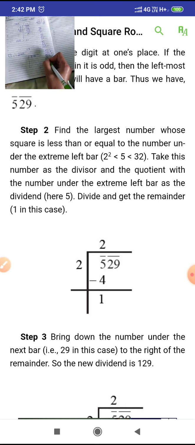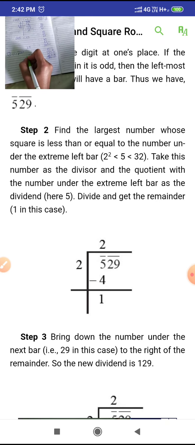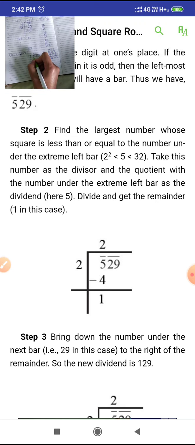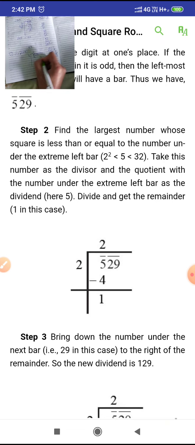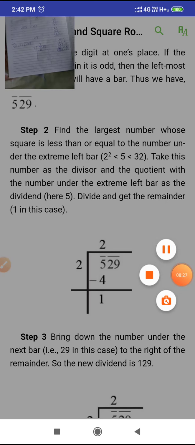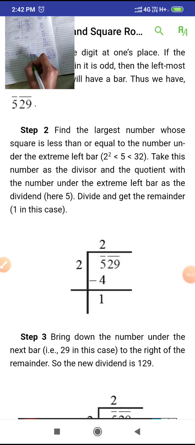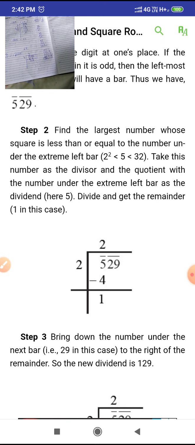So we cannot take this number here, so we are going to take 4 in the divisor and also in the quotient, and we have 4 4s are 16 here. And after subtraction we have 7 as a remainder. Then we bring down this number to the right side of 7. So we have new number 704.